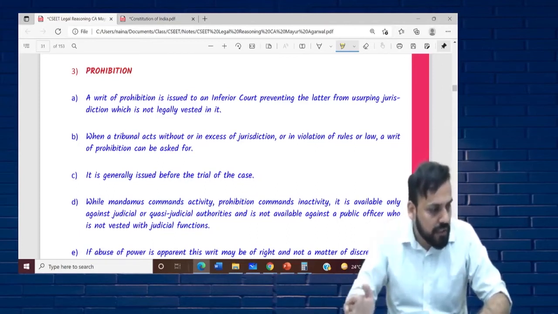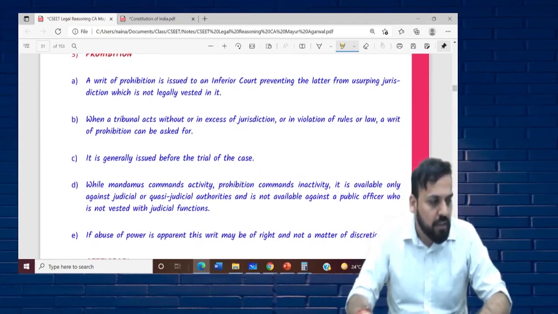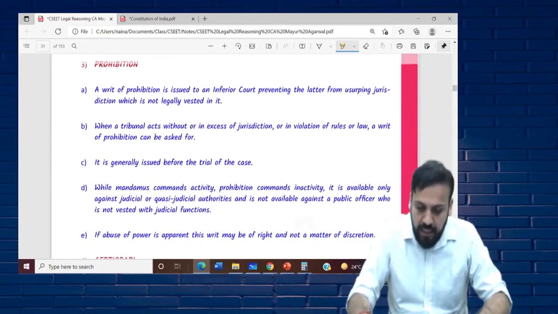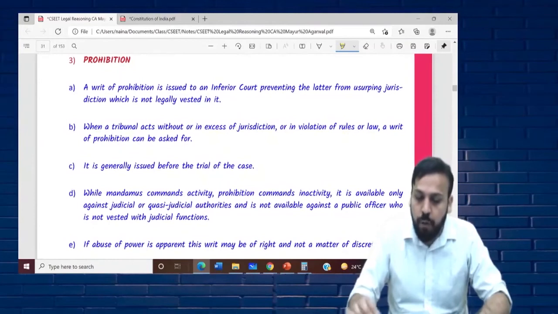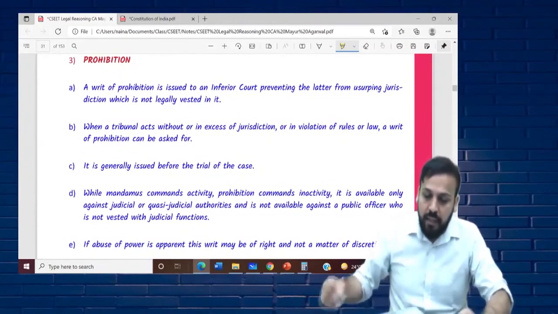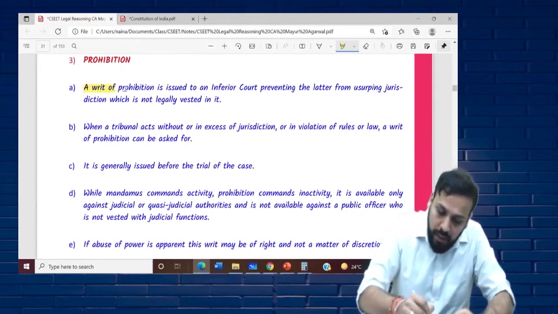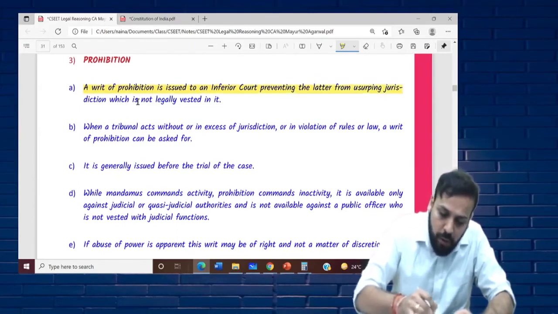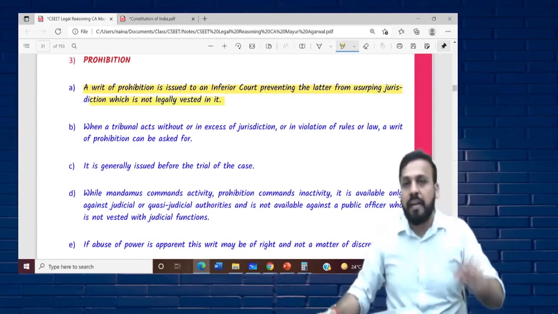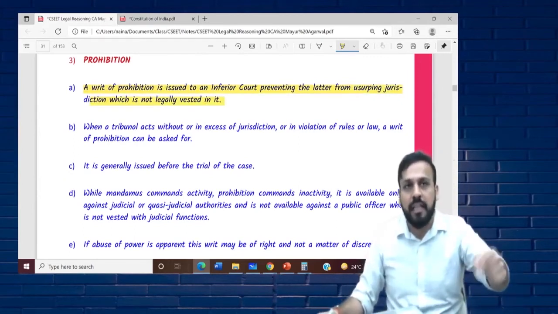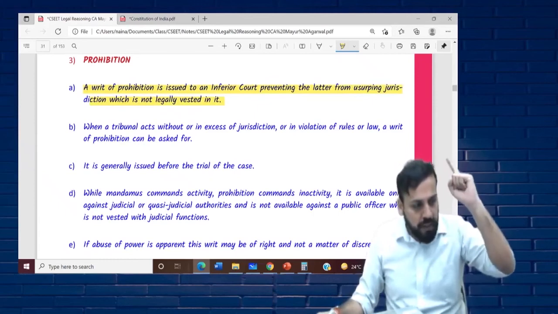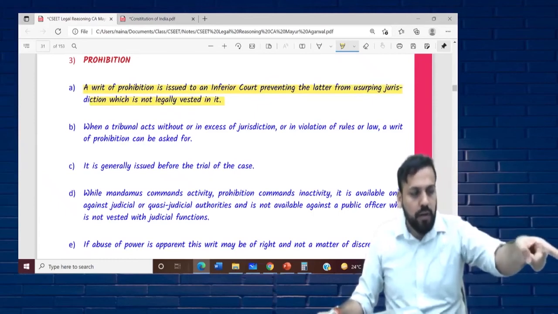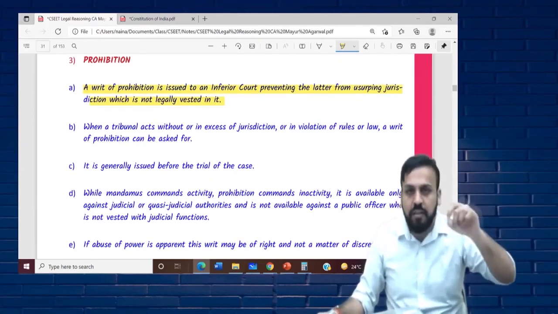Are you understanding this? So now can they pass an order of prohibition and stop the inferior court from taking the case? A writ of prohibition is issued to an inferior court, preventing it from exercising jurisdiction which is not legally vested in it. Suppose that court is not allowed to take the case and still they are taking the case. Can you pass a writ and stop the court? Yes, that is called prohibition.